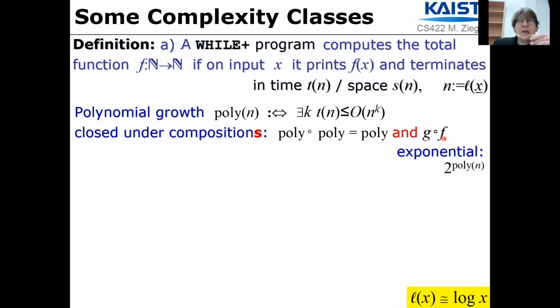Let me say that again. A polynomial time computable function may result in an output that is longer in binary than the input, but at most polynomially longer, which follows from induction of our previous observation that a while plus program can increase the memory consumption, that is the binary length of all variables, by at most 1 in each step. So after a polynomial number of steps, it can have increased at most polynomially.